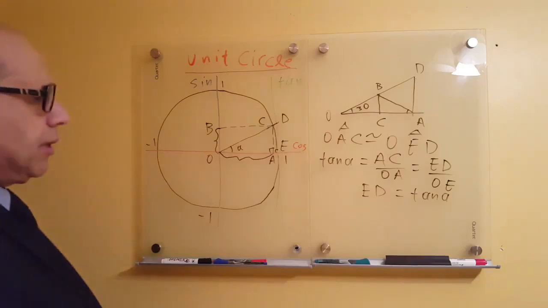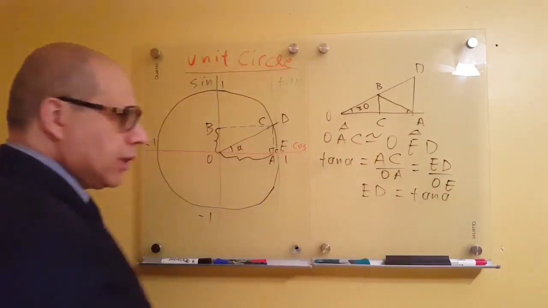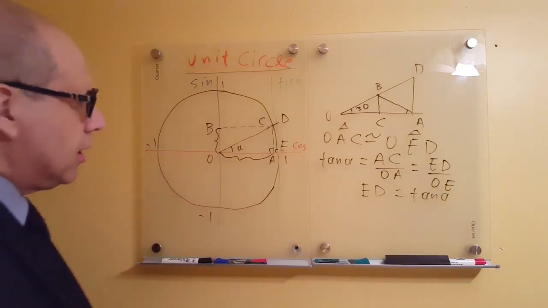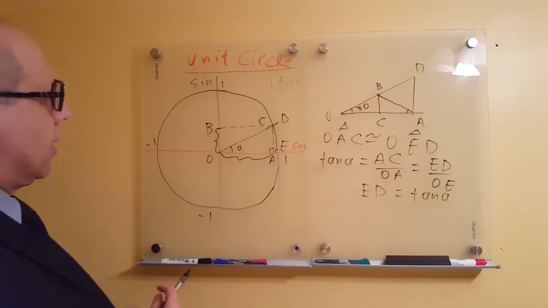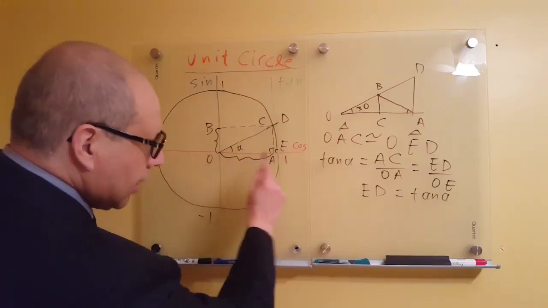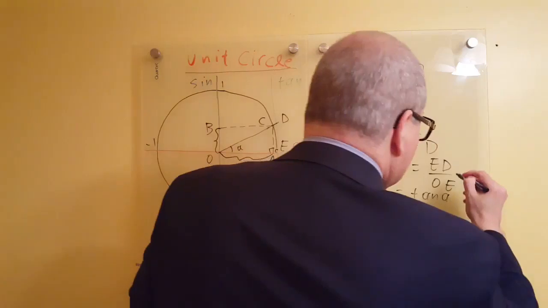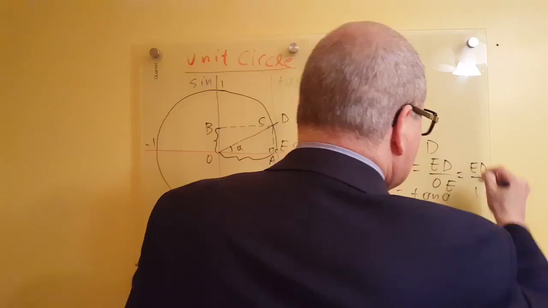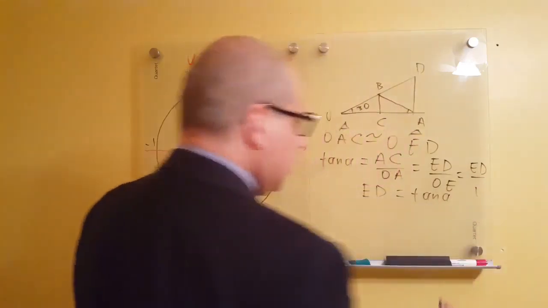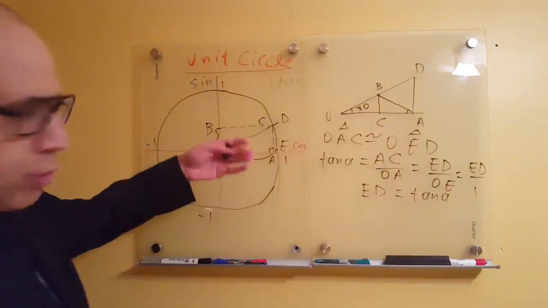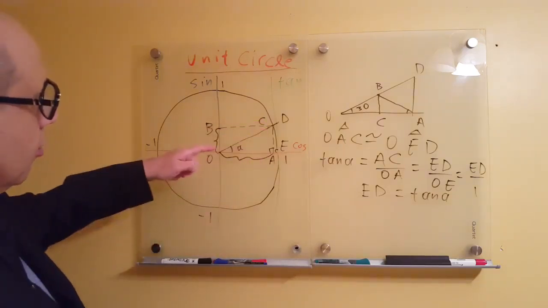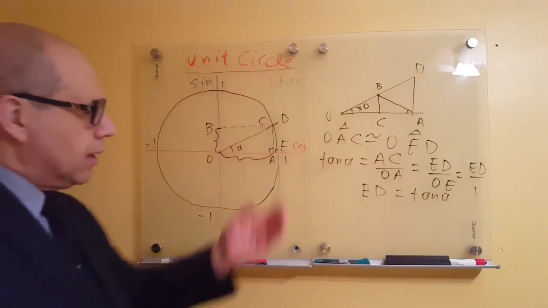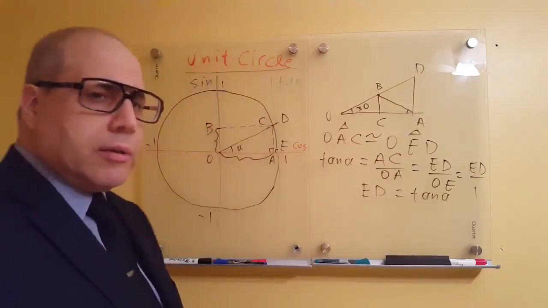This ratio is equal to this ratio because of the similarity of the two triangles. And now, OE is the radius of the circle, so it is equal to 1. So you have ED over 1, which is ED. That's how you prove that the extension of this line to its intersection with the green line, the tangent line, gives you the tangent of the angle.